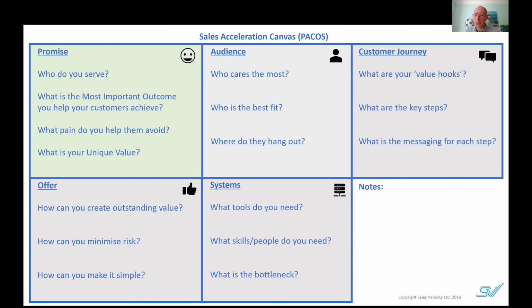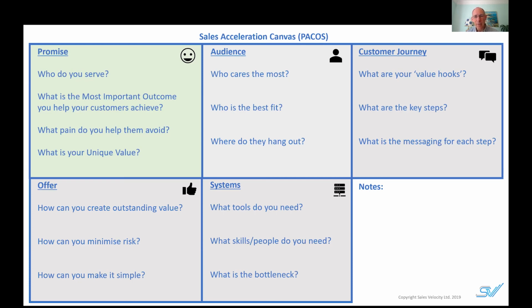Because that's what the customer is focused on. That's what they care about. That's what's going through their mind. So your unique value needs to be positioned in a way that directly relates to the outcome. So that's the promise, and that's the foundation really of the rest of the process. So you need to get that bit right.